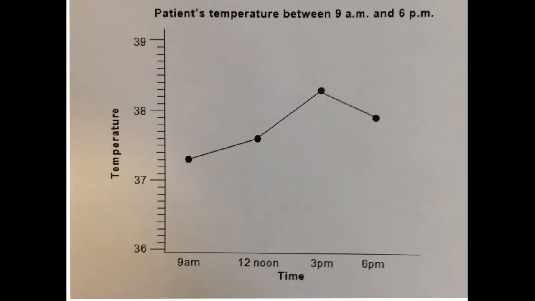This is an example of a line graph. The main point to remember about line graphs is that they show a trend. In this particular example, it's a trend of patient's temperature between 9 AM and 6 PM. So if you look at the axes, we need to label them. Remember, we're monitoring the temperature and we're taking readings every 3 hours. So we can look at the trend and see how the patient is doing.